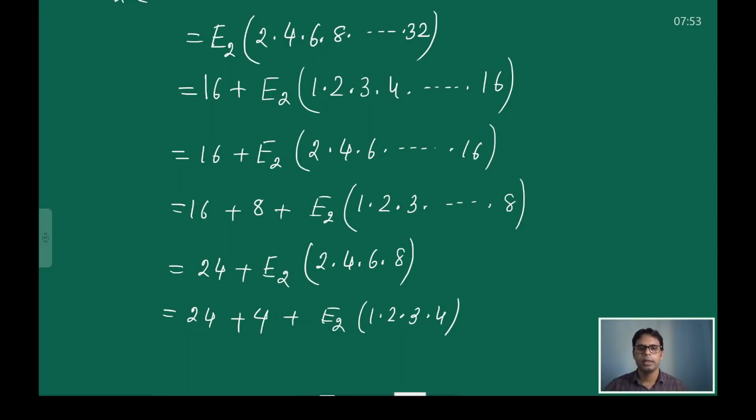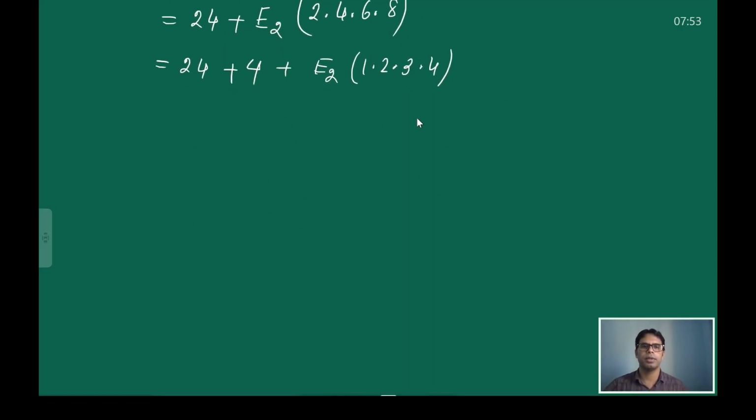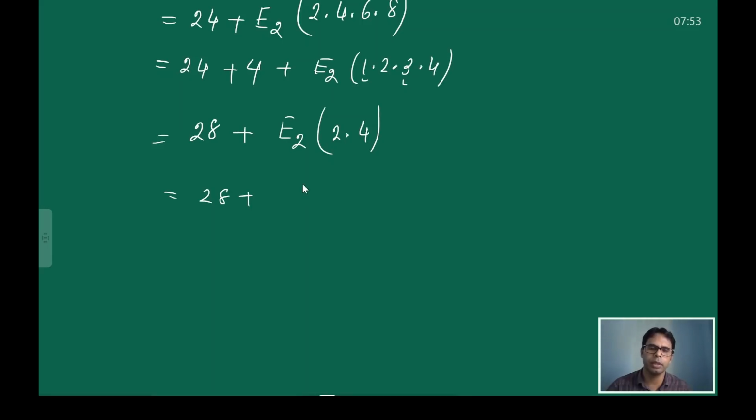Okay, see after this. And this is equal to 28, I got 28 here, then plus again here, remove those where there is no 2, what remains is 2 into 4. So this is equal to 28 plus, from here one 2, from here one 2 came.